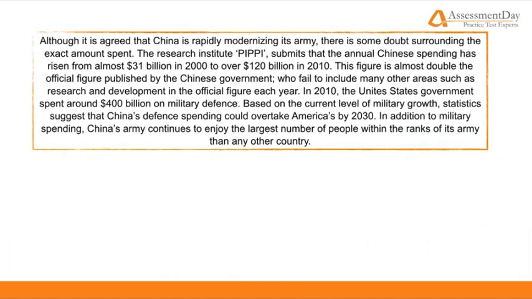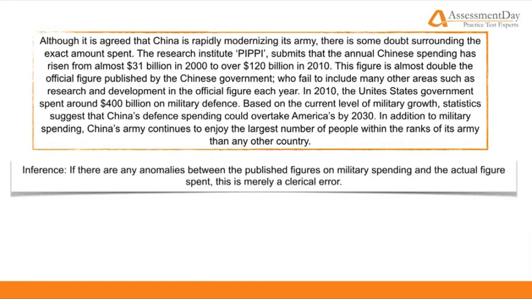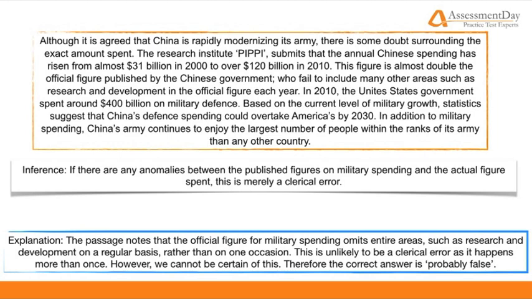Inference: if there are any anomalies between the published figures on military spending and the actual figures spent, this is merely a clerical error. The passage notes that the official figure for military spending omits entire areas such as research and development on a regular basis rather than on one occasion. This is unlikely to be a clerical error, as it happens more than once, and it is hard to infer from this. However, there is no mention of clerical errors, so we cannot be certain of this, and therefore the correct answer is probably false.